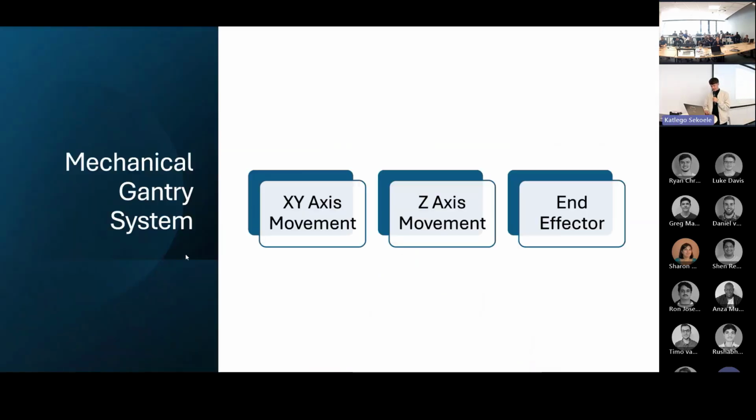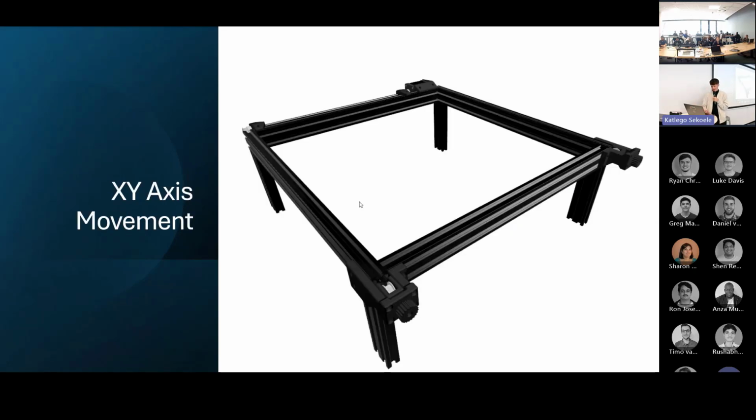Then there is the mechanical gantry system, which I basically just designed. It's essentially a glorified 3D printer. I designed this XY gantry, and there is a stepper motor over there, a pulley over there, and another pulley over there, and those move a belt, and the belt connects to the arm, which you can see over here. That's how I achieve XY movement.